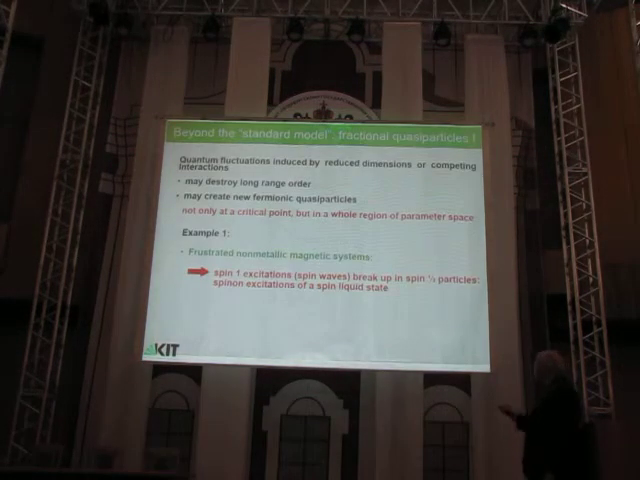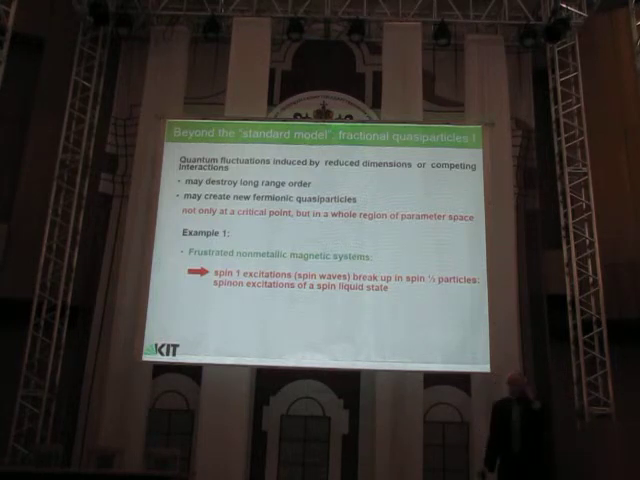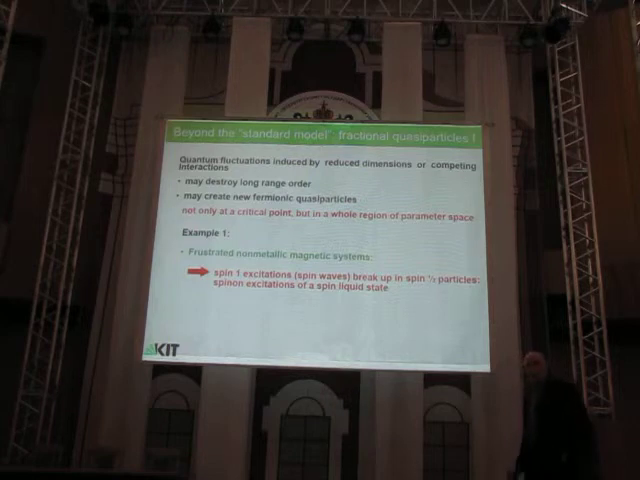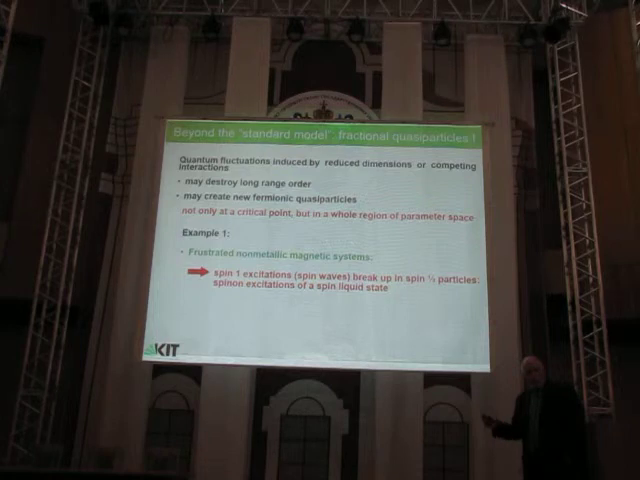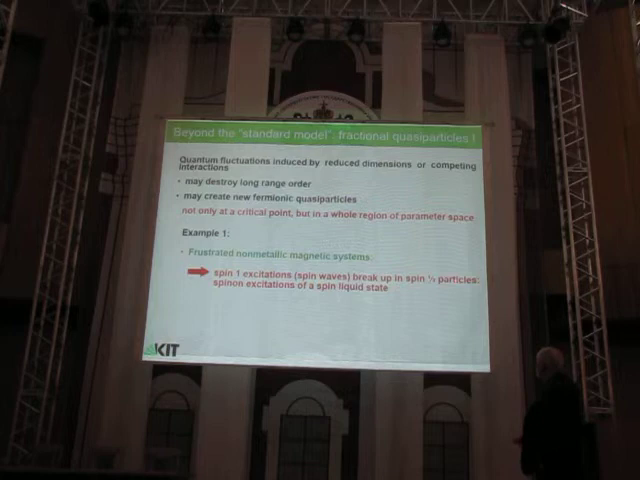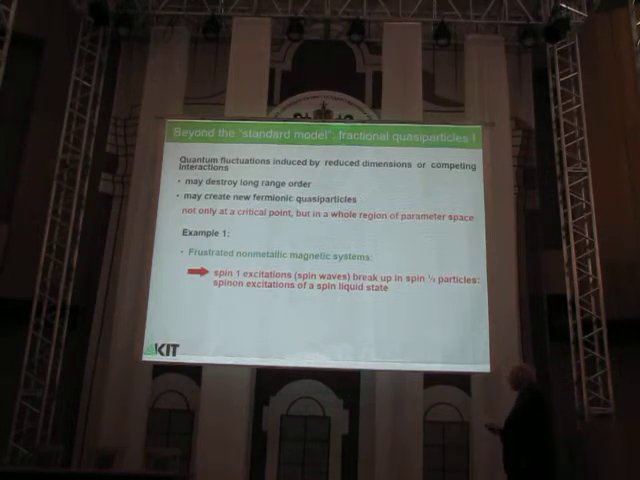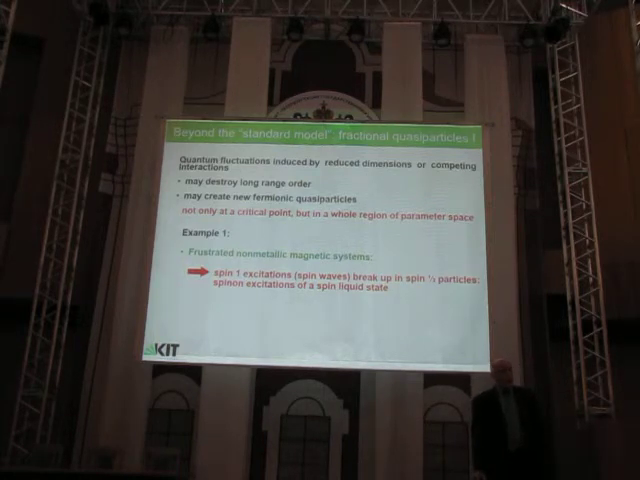Okay, so this concludes the section on critical quasi-particles near a quantum critical point. Okay. Let me now come to the next point, namely a situation in a non-metallic magnetic system where the usual correlations are destroyed by frustration. And what happens then is that the spin 1 excitations, the spin waves, may break up into spin 1/2 quasi-particles, so-called spinons. This is a relatively elusive thing, I have to say.